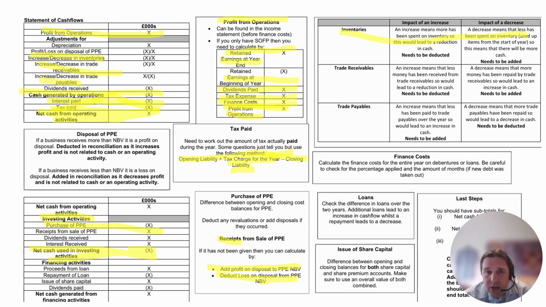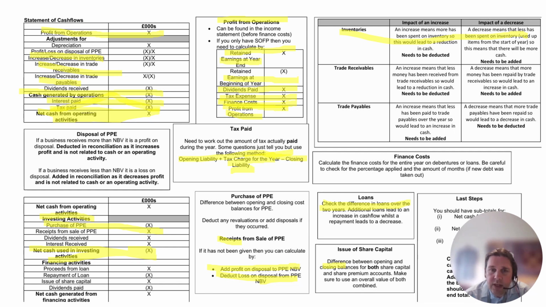Financing, not as much going on, but there's some interesting things. You've got to look at the loans, so check the differences. Additional loans, so if there was an increase in the loan account or the debenture account, that means you've got more money coming in, so that would be an addition. But if it's gone down, that would be a decrease, so you've had a repayment of the loan. So you could have a proceeds or you could have repayment.